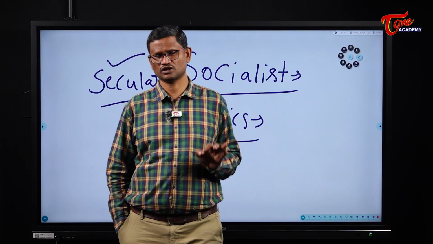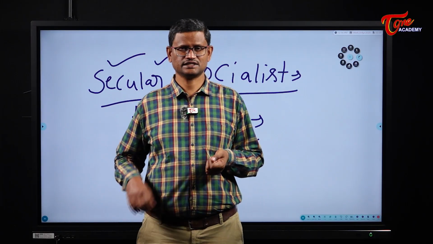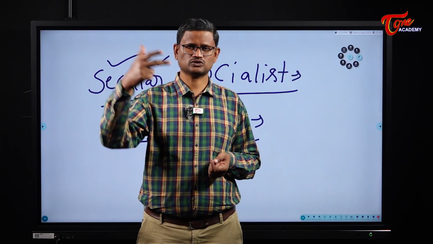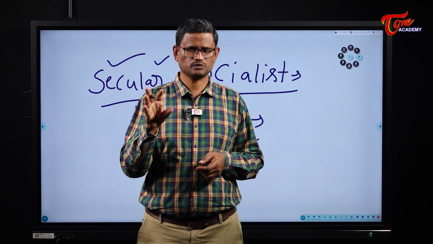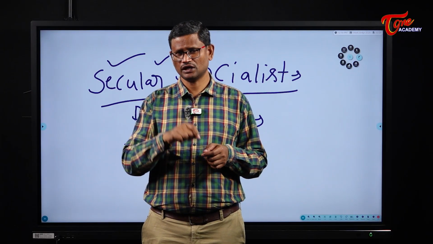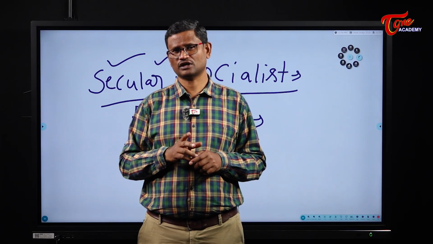The next one is the goals of the Constitution. The first one, I said, is justice: political, economic and social justice. Political justice means political equality. It is sought to be achieved through implementing the fundamental rights.